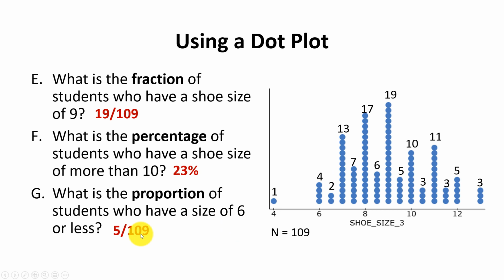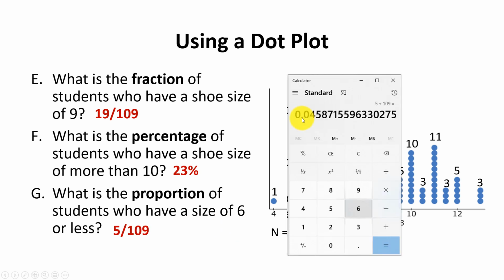And if we divide that using our calculator, it is about 0.0458 something. Rounded off, I would say the proportion is 0.046. So close to 5% of the students had a shoe size of 6 or less.